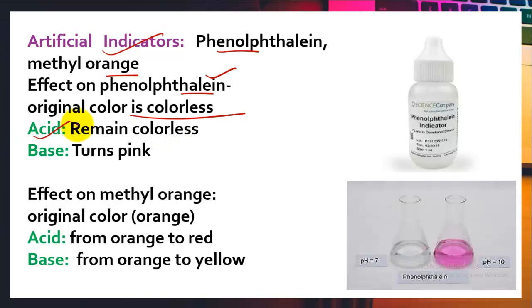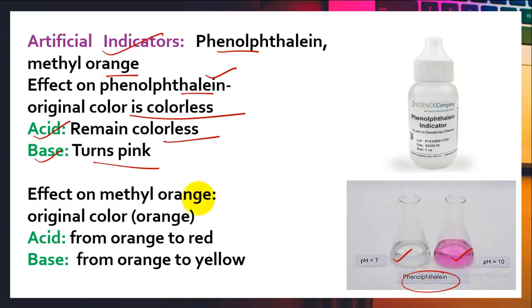When it is treated with acid, it remains colorless. But when it is treated with base, it turns pink in color. As you can see, this is phenolphthalein. So when it is treated with base, it becomes pink, and when it is treated with acid, it remains colorless only. Even at pH 7, it is colorless.